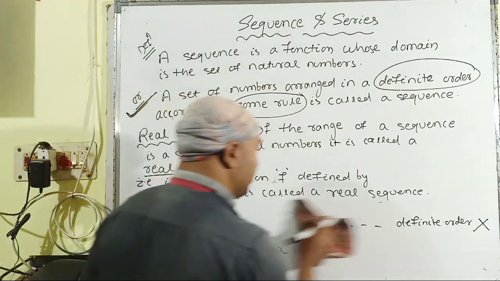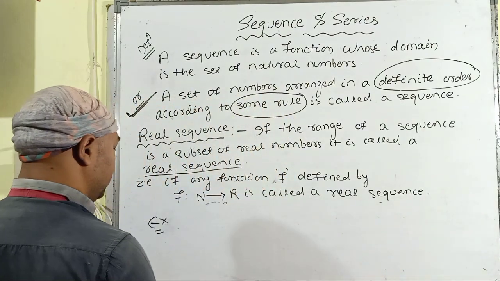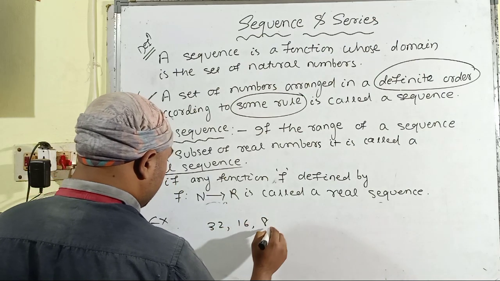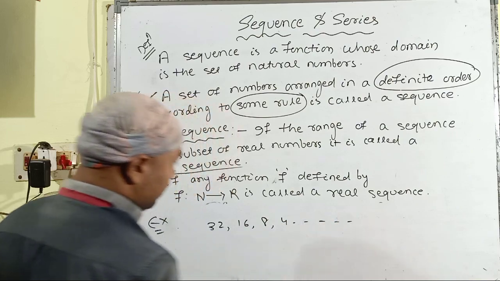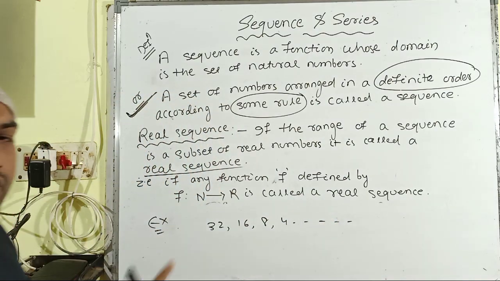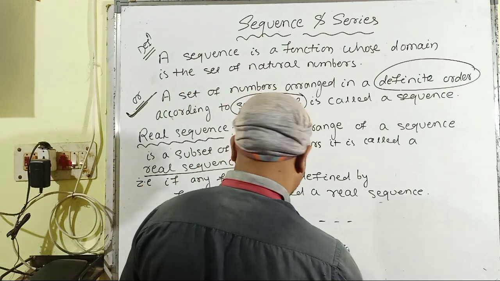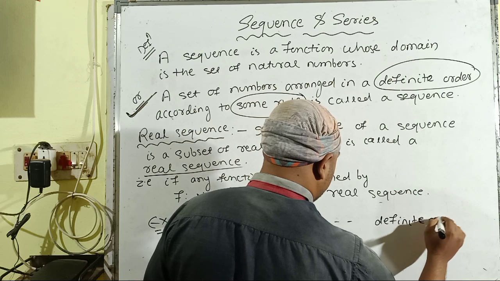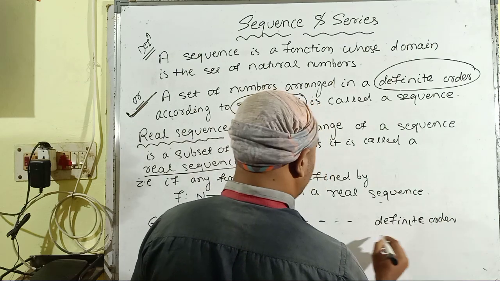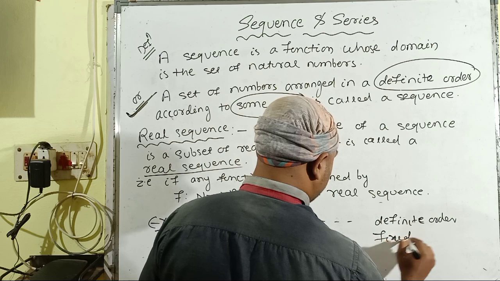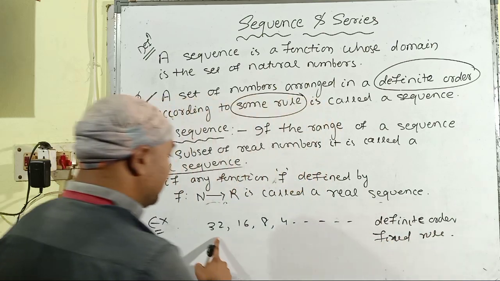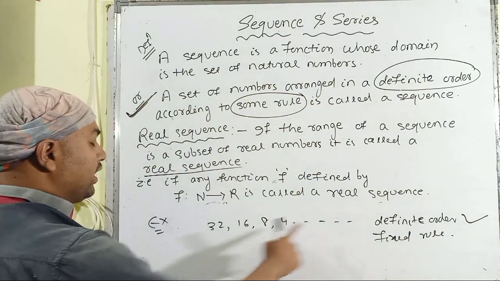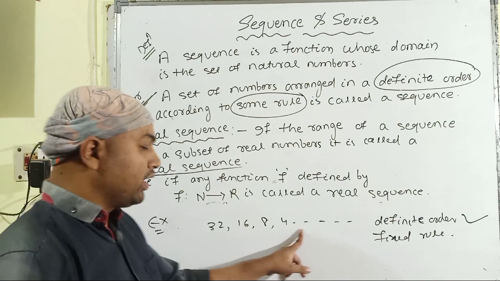Okay, let us go through another example. Suppose I have taken 32, 16, 8, 4, and we have to check whether it is a sequence or not a sequence. The first part is to check the definite order, and then we have to check the fixed rule. Yes, it is satisfying the definite order because you can see that all the terms are in the decreasing order.